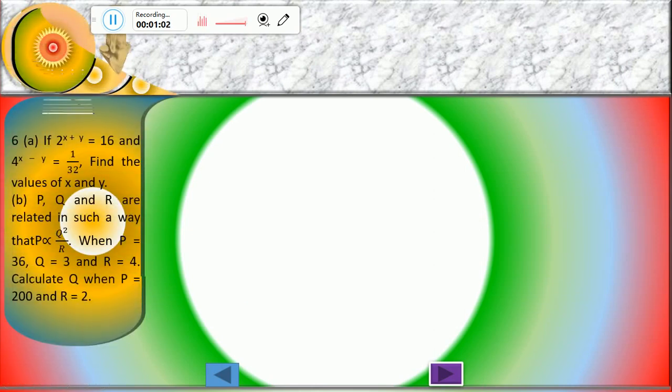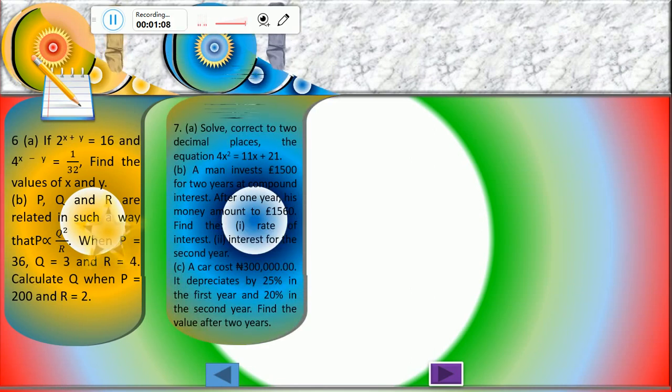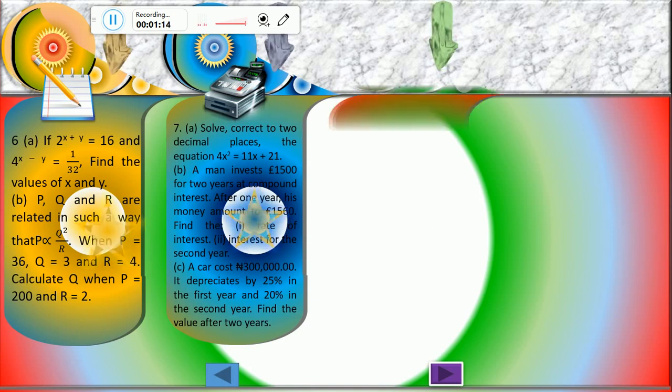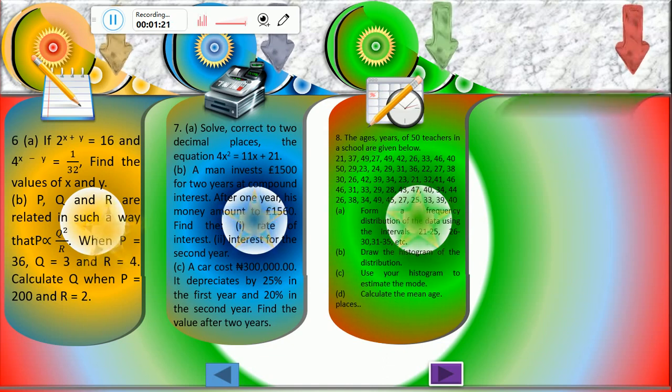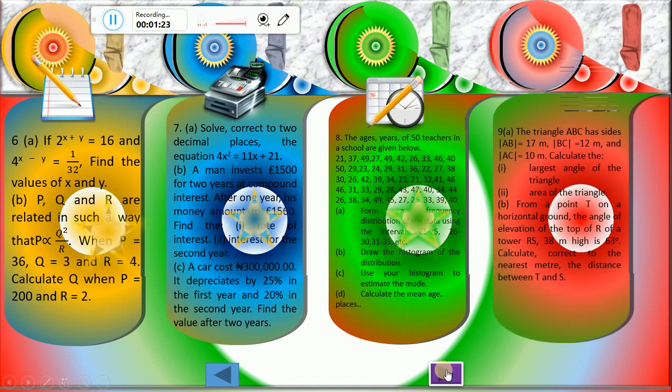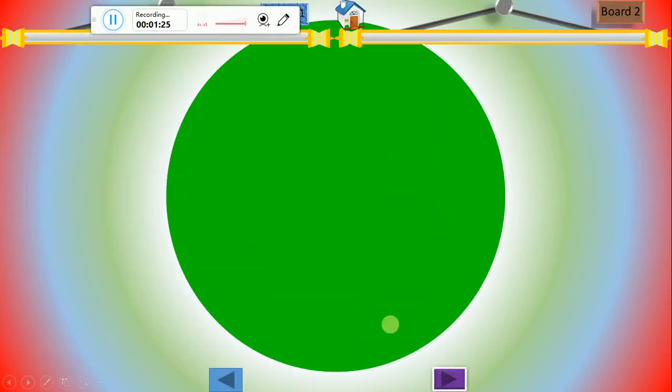The questions we are going to take today: question number 6 of WAEC 2008, number 7, question number 8, and question number 9. So here we go.